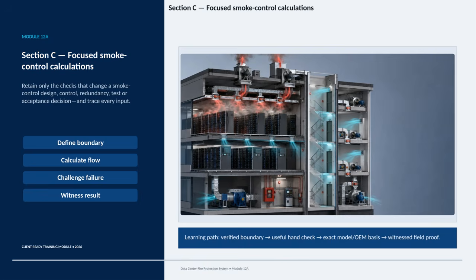I then compare that understanding with the exact model or the applicable original equipment manufacturer basis, rather than treating a complex result as self-explanatory. Finally, I challenge the assumed failure condition and witness the field result, confirming that the installed system responds as intended. This sequence connects analysis to evidence. It helps prevent both underchecking, where a critical assumption is missed, and overchecking, where detail consumes time without changing the outcome. The result is a focused, client-ready calculation process built around verification, traceability, and witnessed proof.